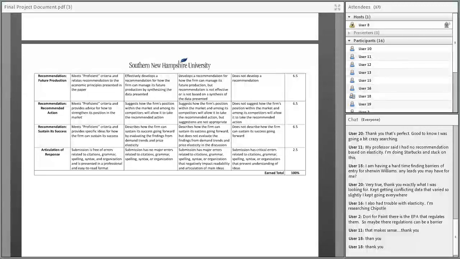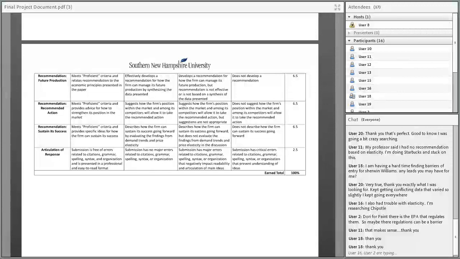Talisha said, I also had trouble with elasticity. I'm researching Chipotle. So Chipotle is in monopolistic competition, and I would imagine that there might be some level of elasticity to its product. That is, if Chipotle increases prices, there may be a decrease in demand. And I'm just sort of guessing here. I didn't do any research about it. So when you provide your recommendation, you need to explain how your recommendation can be applied considering the price elasticity of demand of the firm.